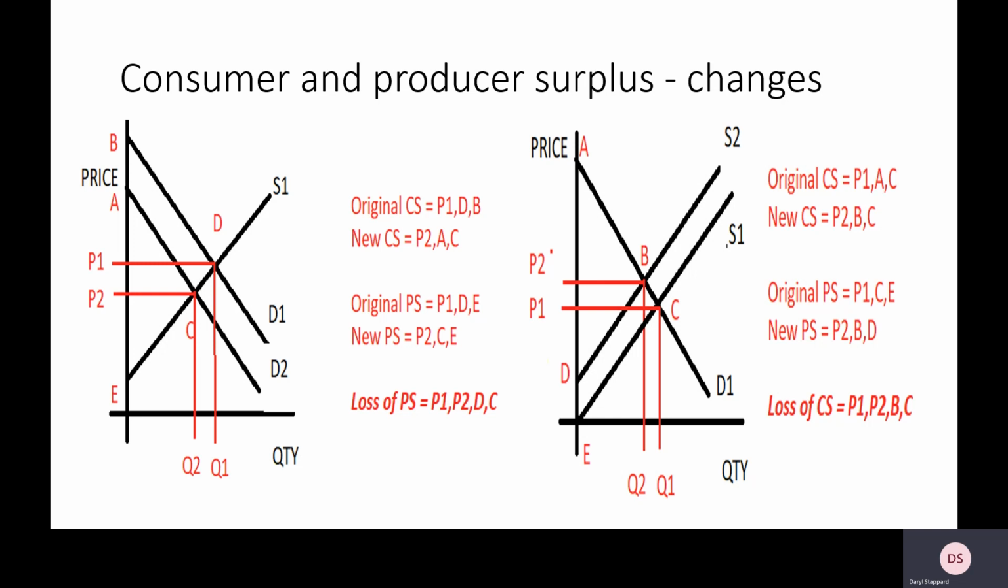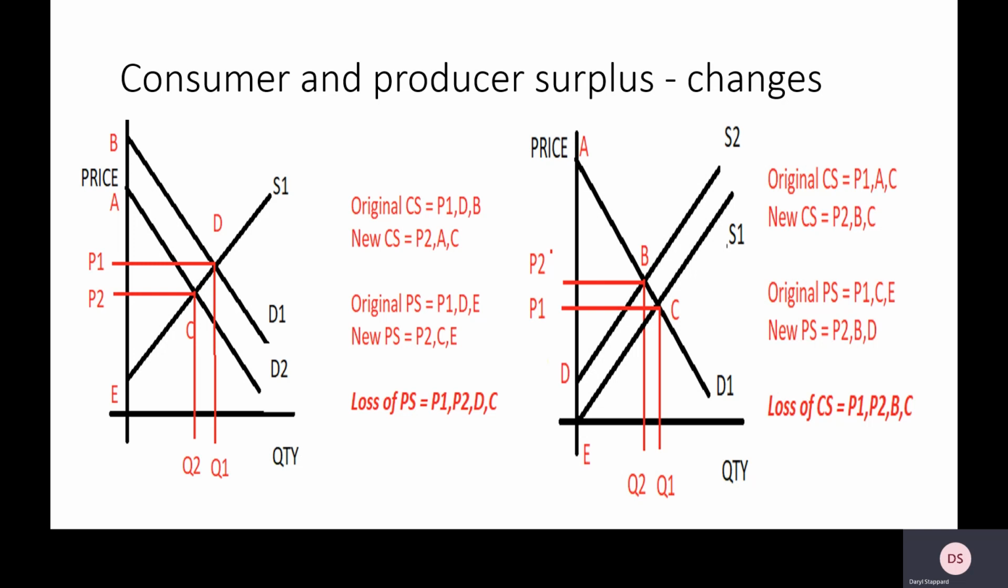Now, because price levels have fallen, there's been a reduction in the gap between the market price and what firms are willing and able to produce. So what we've got now is a reduction in producer surplus, and that is measured by the area P1 to P2 to D to C.